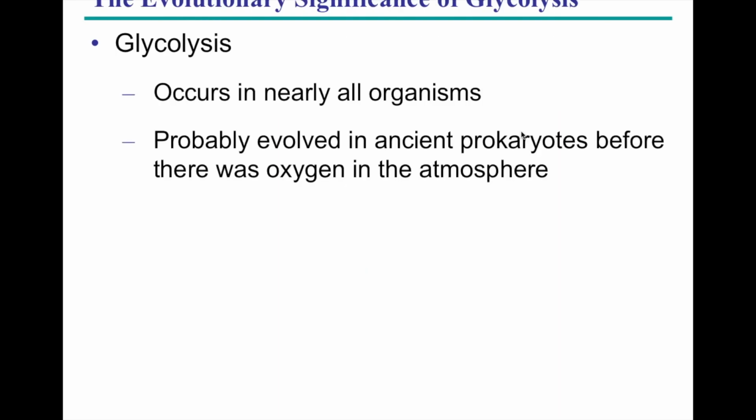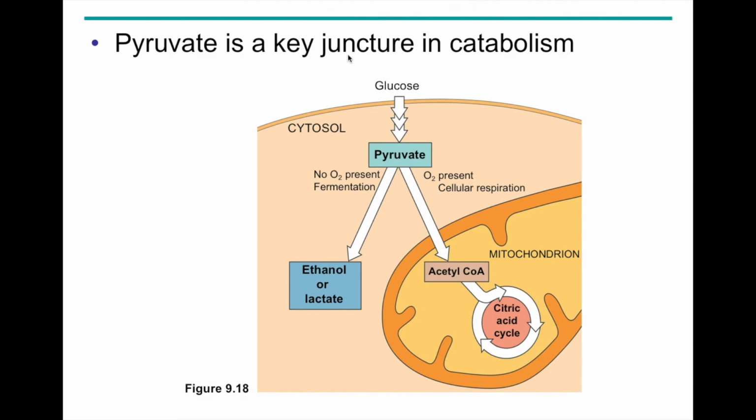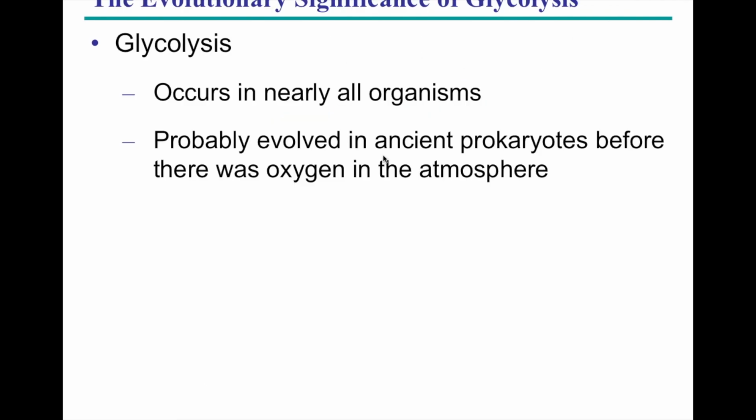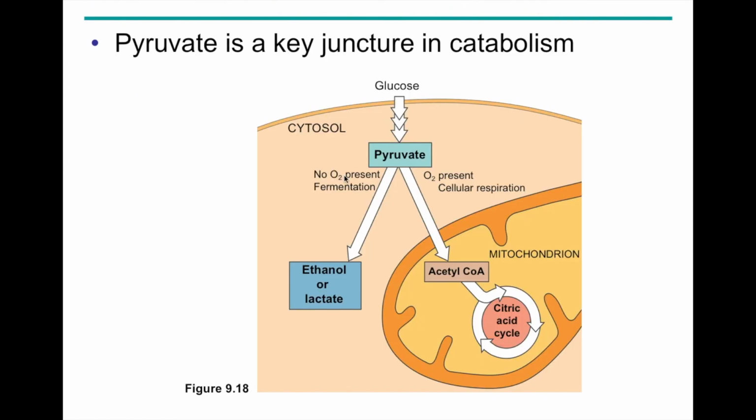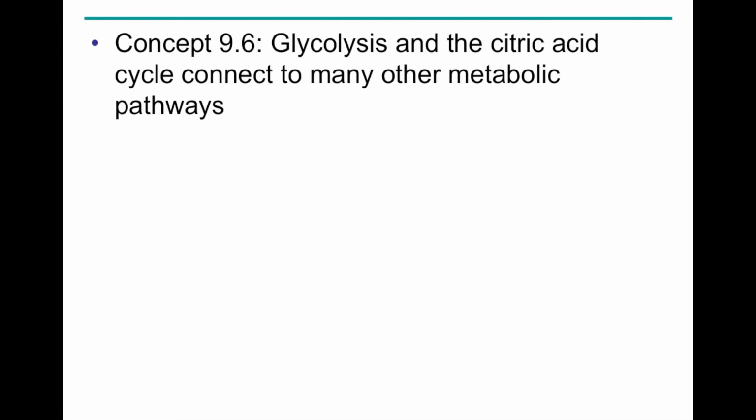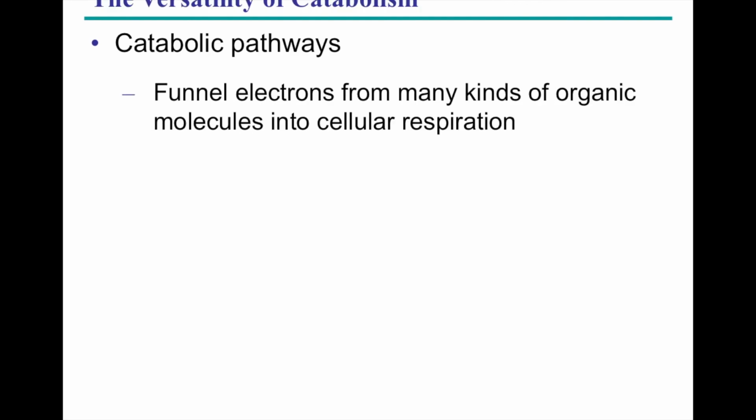Glycolysis occurs in nearly all organisms and probably evolved in ancient prokaryotes before there was oxygen in the atmosphere. So now we're bringing back topics from learning target one, where we were looking at conserved processes throughout all of time, and glycolysis was one of them. This process has been around since probably some of the earliest prokaryotes on Earth, and that happened before oxygen, which means that what was happening was anaerobic respiration. Glycolysis and the citric acid cycle connect to many other metabolic pathways. Catabolic pathways funnel electrons from many kinds of organic molecules into cellular respiration.